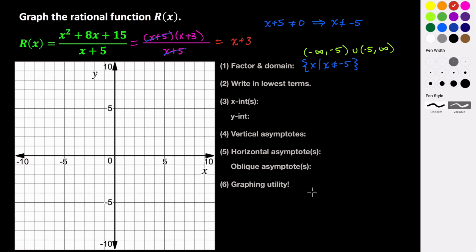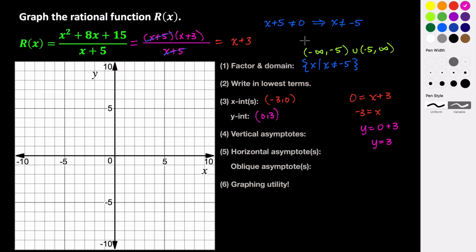So let's find the x and y intercepts. So remember that x-intercepts occur when we make the y value 0. So we have 0 equals x plus 3. So subtract 3 and we get that x is equal to negative 3. So we have an x-intercept at negative 3, 0. And then y-intercepts occur when we make the x value 0. So we have y equals 0 plus 3. So we have y equals 3. So we have a y-intercept at 0, 3.